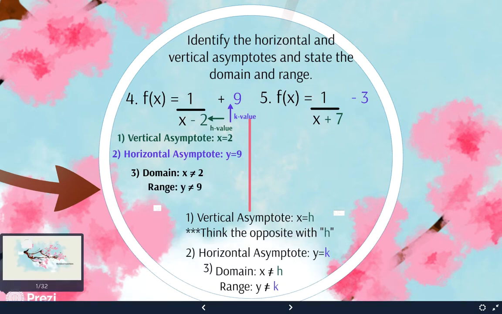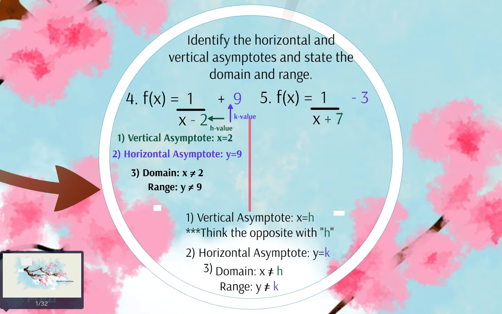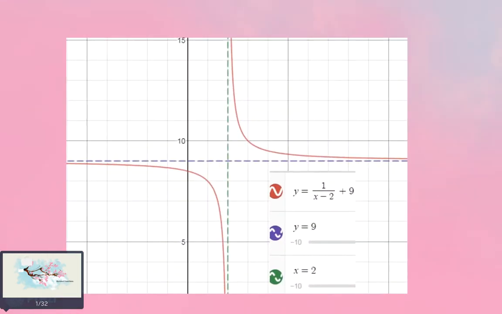So y cannot equal 9. And that's it, you guys. Don't overthink these. As long as you know the h and k value, you are good to go with these problems. Okay, and let's take a look at the graph, because these graphs are really cool.